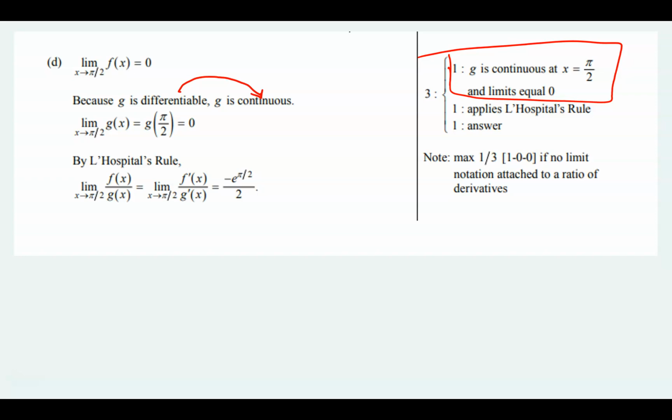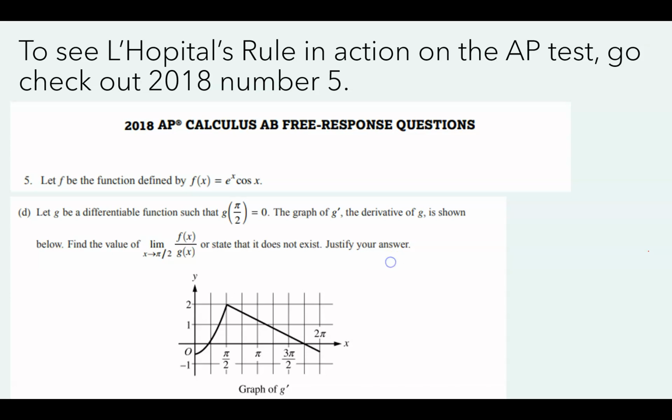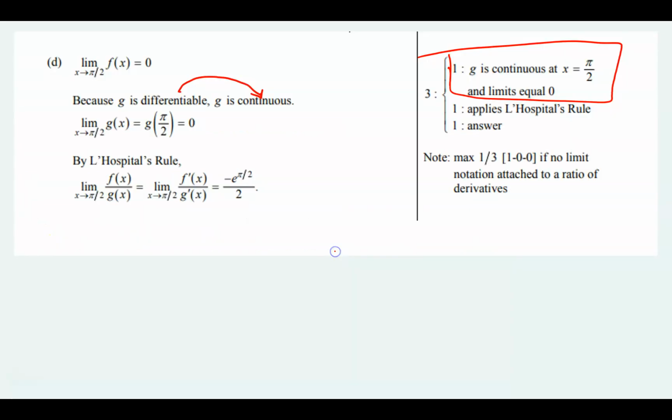You can't just say G is continuous, you have to explain why G is continuous, and based on things you know. Since G is differentiable, G is continuous. Okay, anyways, which means, notice, this is the definition of continuity. The limit as x approaches pi halves of G is equal to G of pi halves, which is equal to 0. Okay? And then, it says the limit equals 0. You actually need this first limit. The limit as x approaches pi halves of f of x is equal to 0.